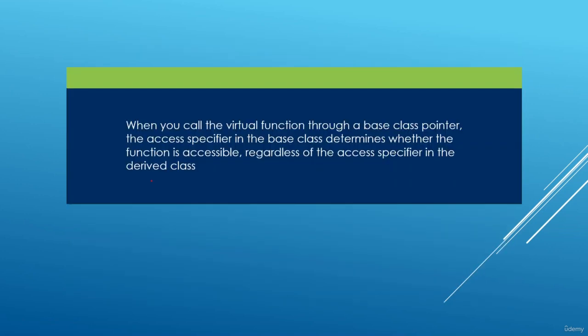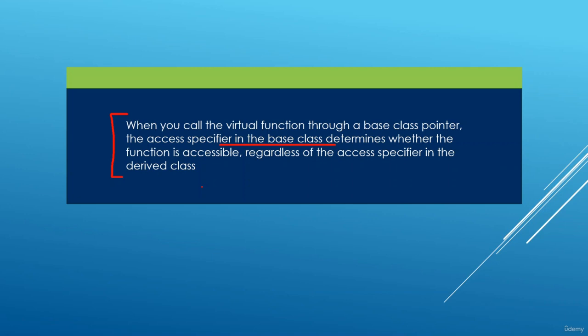Okay, with that setup, this is something you need to keep in mind. When you call the virtual function through a base class pointer, the access specifier in the base class is going to determine whether the function is accessible regardless of the access specifier we have in our derived class. This is something you need to keep in mind. So if we do polymorphism and go through a base pointer, the access specifier for the virtual method in the base class is going to win, and it is going to decide whether we can access that method.